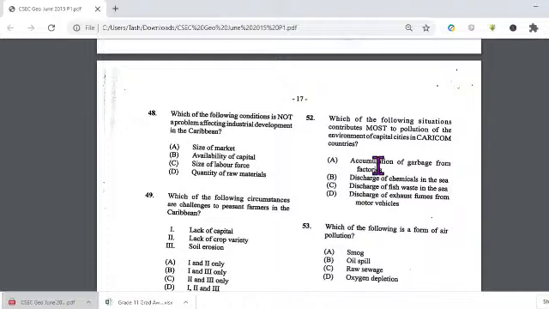So, industrial development, that is like your secondary industry. That's your manufacturing and stuff. Which of the following conditions is not a problem that is affecting them? A, the size of the market. B, the availability of capital. C, the size of the labor force. Or D, the quantity of raw materials. So, we're looking at the one that is not a problem.